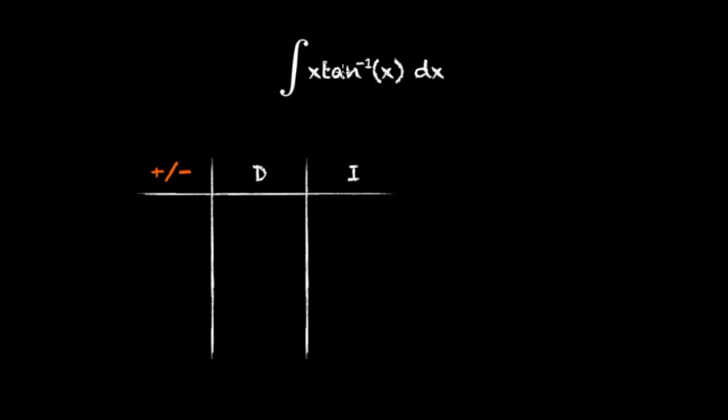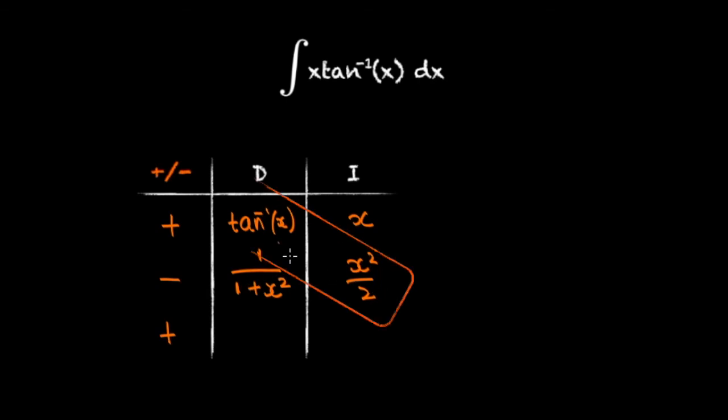Here we have the integral of x times inverse tan x. And like I mentioned earlier, whenever we can, let's avoid integrating inverse functions. So let's differentiate inverse tan, and let's integrate x. And we have our pluses and minuses on the left. When you differentiate inverse tan, you get 1 over 1 plus x squared. And when you integrate x, you get x squared over 2. And we can probably stop here because we should be able to integrate x squared over 2 times 1 plus x squared.